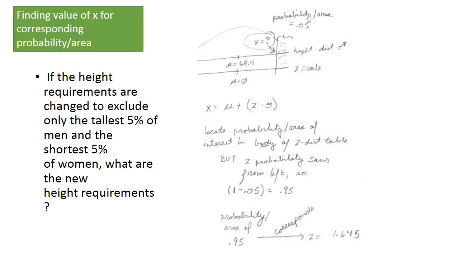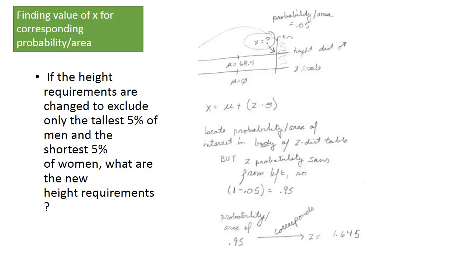We've got our height distribution of men, and below it we've got our corresponding z-scale. We've got our z-scale mean equal to 0. We've got our mean for the height distribution of men at 68.4. We know the probability area is 0.05. So what we want to know is what is the corresponding x value for that. To do that, we're going to find the corresponding z value first.